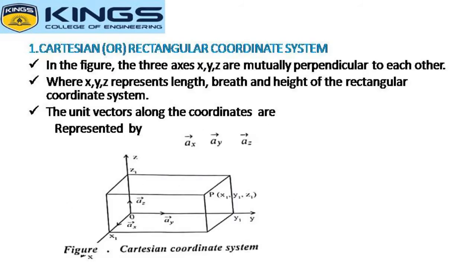A Cartesian or rectangular coordinate system consists of three coordinates x, y, z. All three are mutually perpendicular to each other. They represent the length, breadth, and height of the rectangular coordinate system. The unit vectors along the coordinates are represented by ax vector, ay vector, and az vector. The figure shows the Cartesian coordinate system.